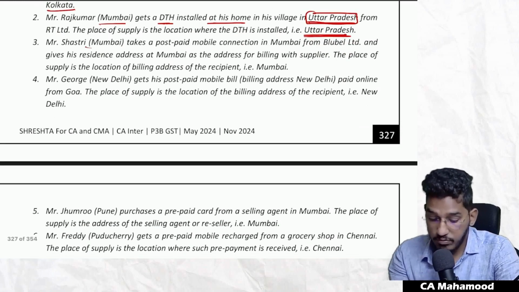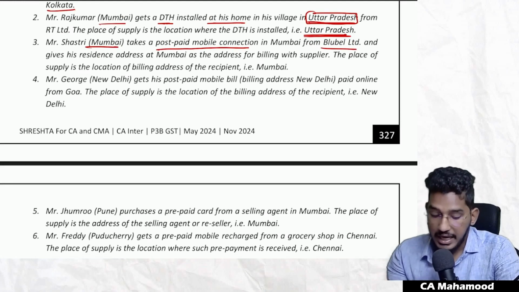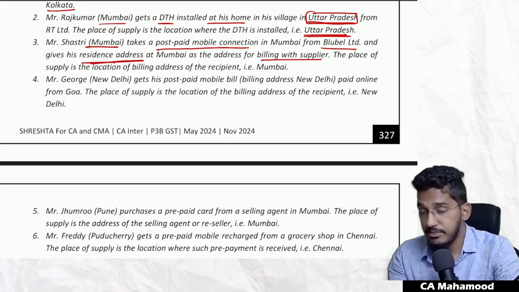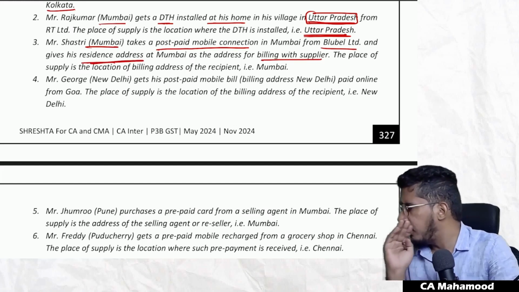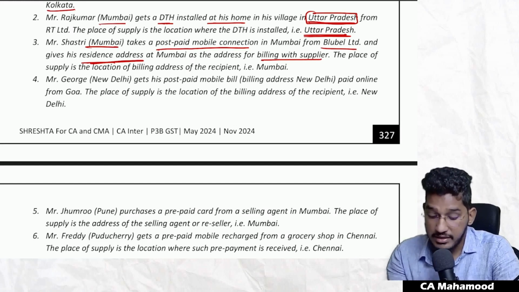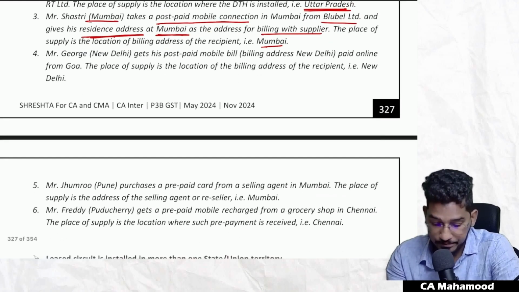Mr. Shastri, Mumbai, takes a post-paid mobile connection in Mumbai from Bluebell Limited and gives his residence address at Mumbai as the address for billing with the supplier. Post-paid. What will be the place of supply? Place of supply will be the billing address as per the supplier's records. As per the supplier's records, what is the billing address? His residence address at Mumbai. So the place of supply will be the location of the billing address, which is here Mumbai.